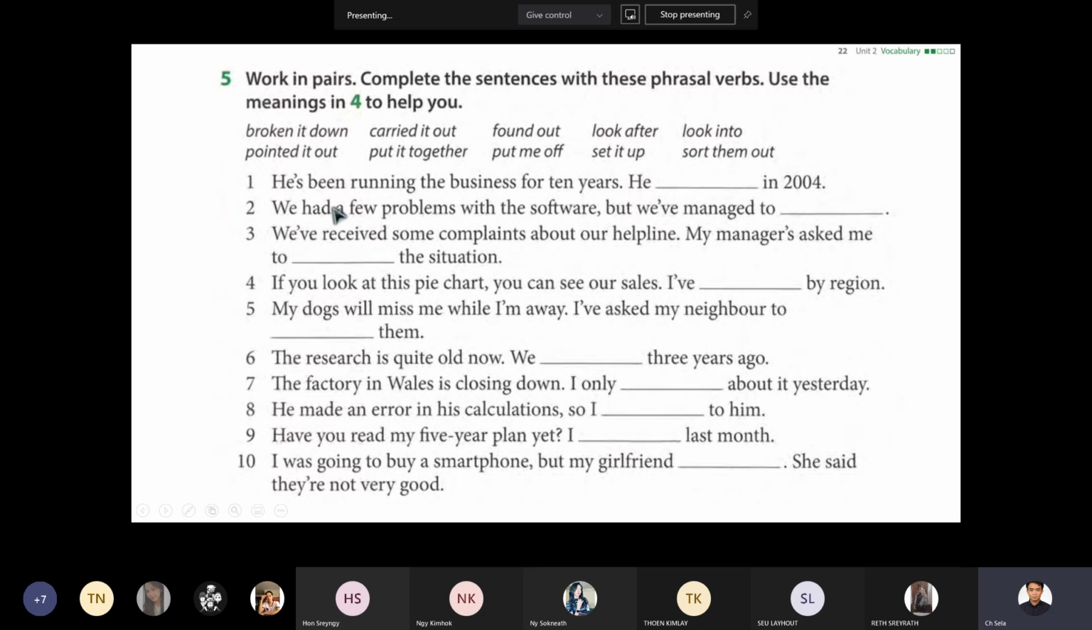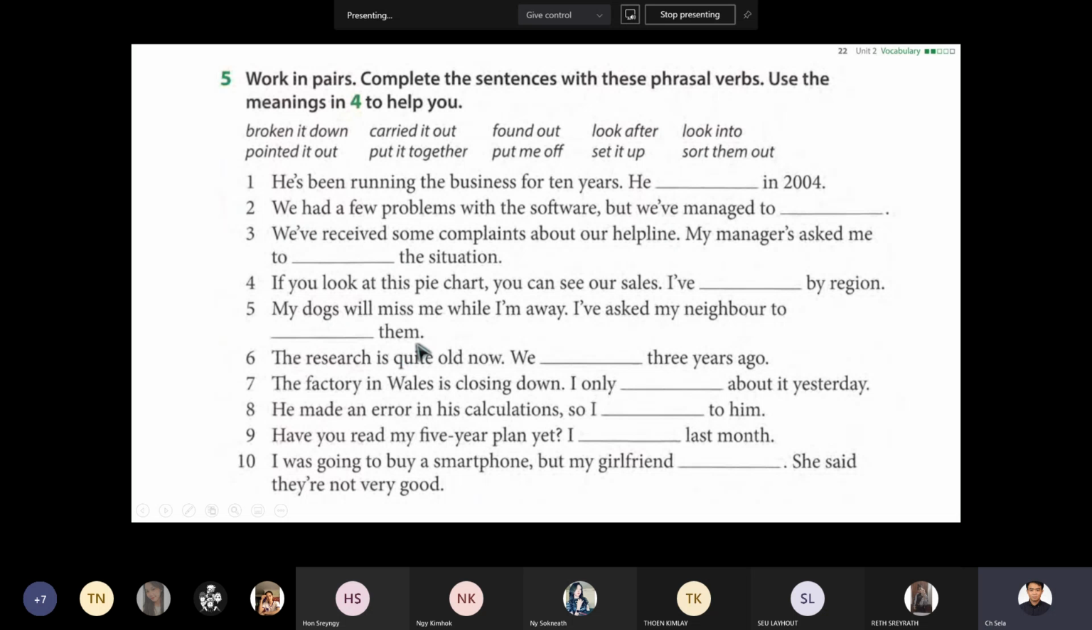Number one, he's been running the business for 10 years. He set it up in 2004. Number two, we had a few problems with the software, but we managed to sort them out. Number three, we received some complaints about our helpline. My manager asked me to look into the situation. Number four, if you look at this pie chart, you can see our sales broken down by region.